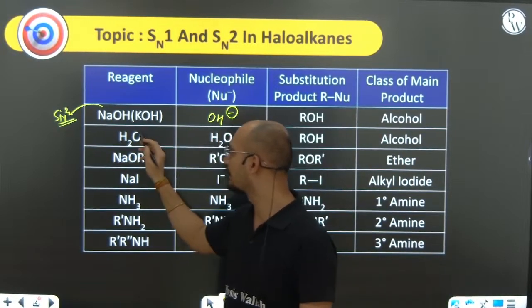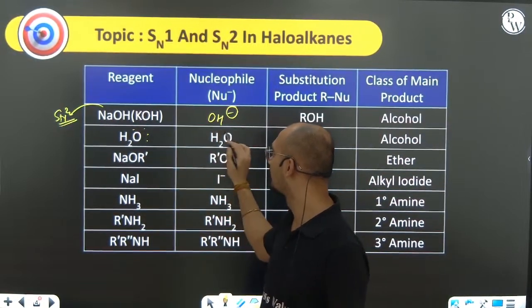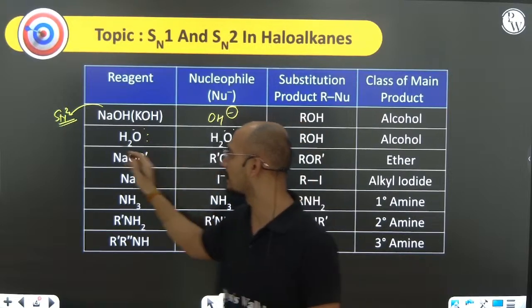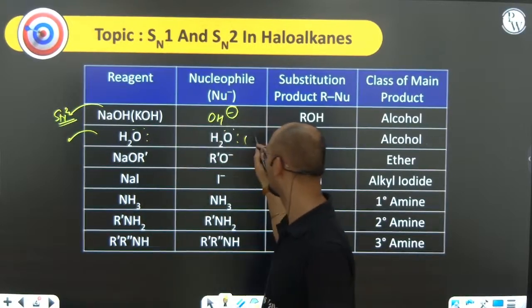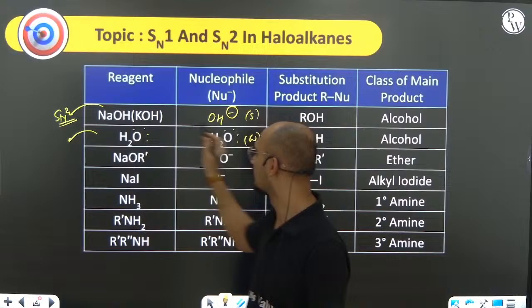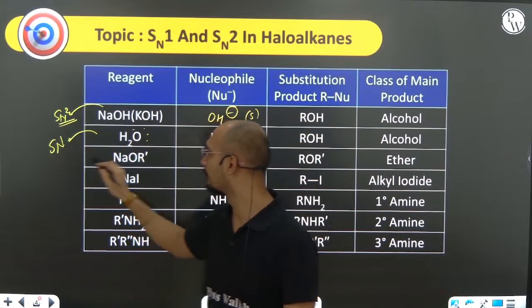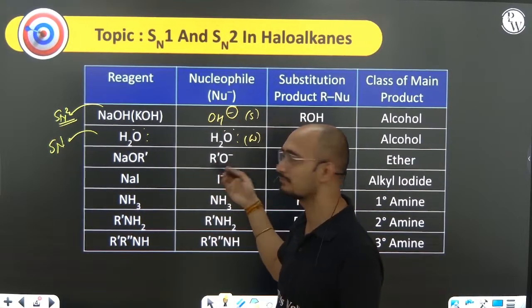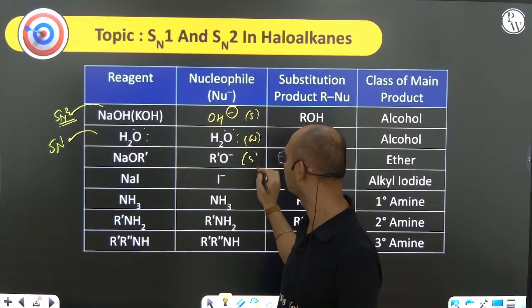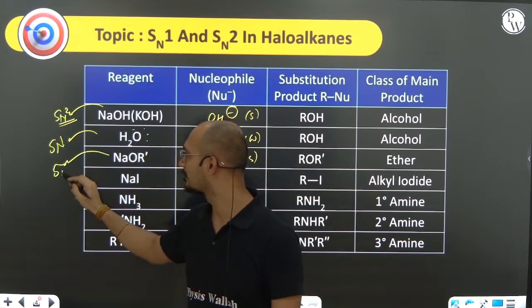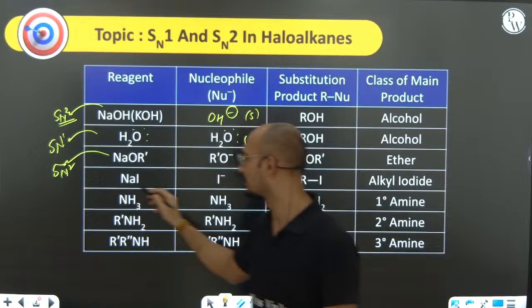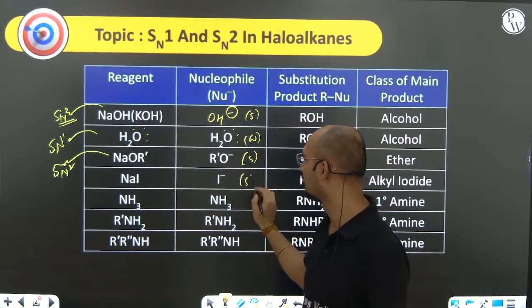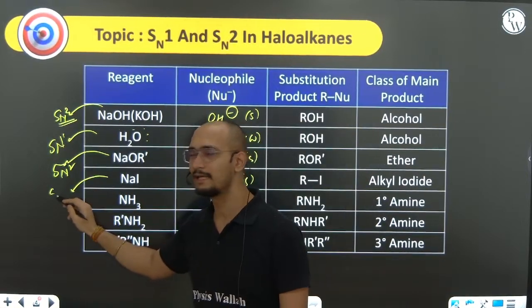H2O itself is the nucleophile. But can you say that there is a negative charge? No, so it is weak. So it will give you SN1. What about NaOR? Here OR minus is there. That is also going to be strong, so this is going to be SN2. I hope you all understand it. NaI, I minus, is strong. So it is also going to be SN2.